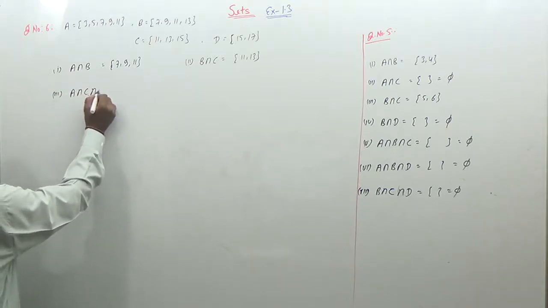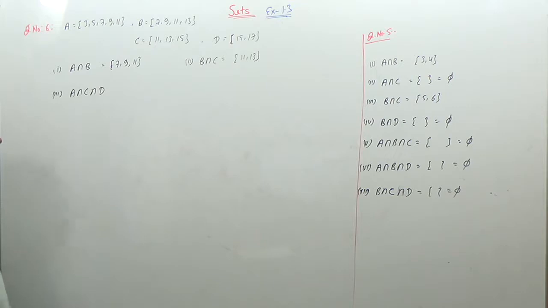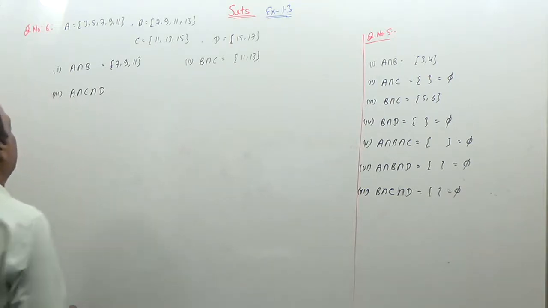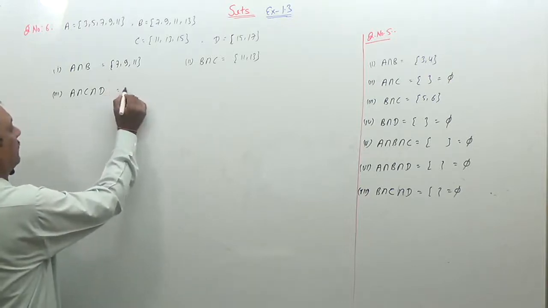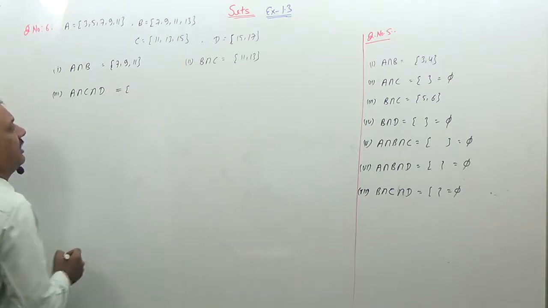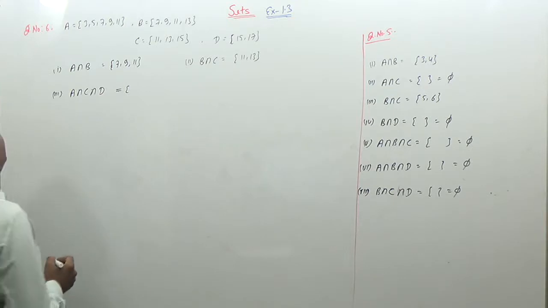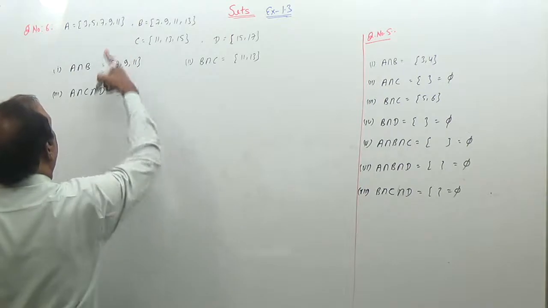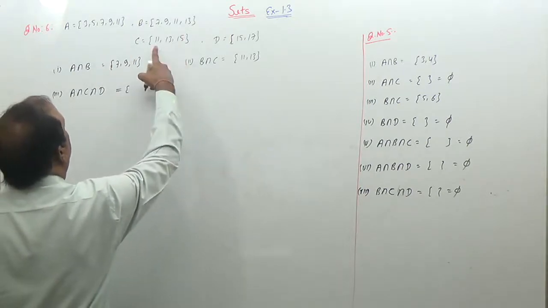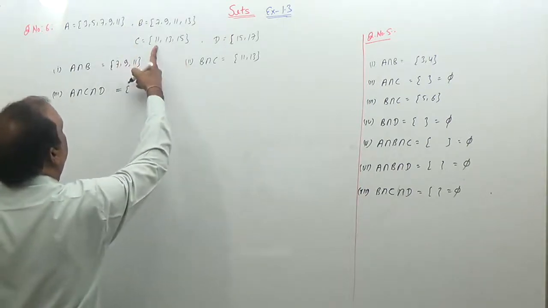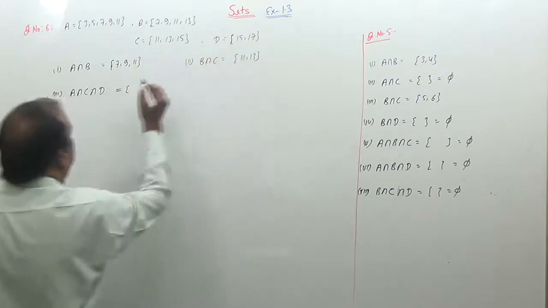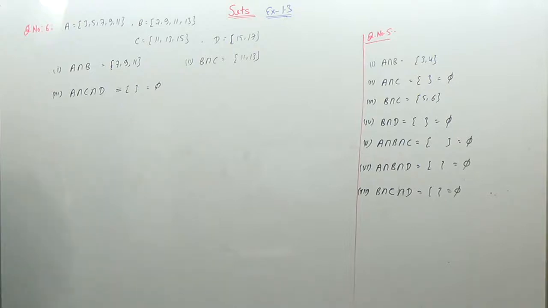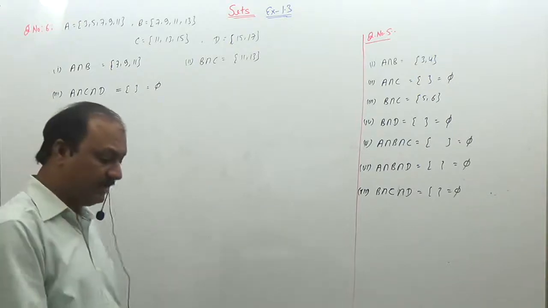A intersection C intersection D. A intersection C intersection D. So this one is also a set which contains the common elements of A, C and D. So A में है 3, 5, 7, 9, 11 और C में आपके पास है 11. तो इनका एक कॉमन एलिमेंट है, लेकिन ये एलिमेंट यहां पर लाई नहीं कर रहा है. तो this is the empty set. So there is no common element among these three sets.